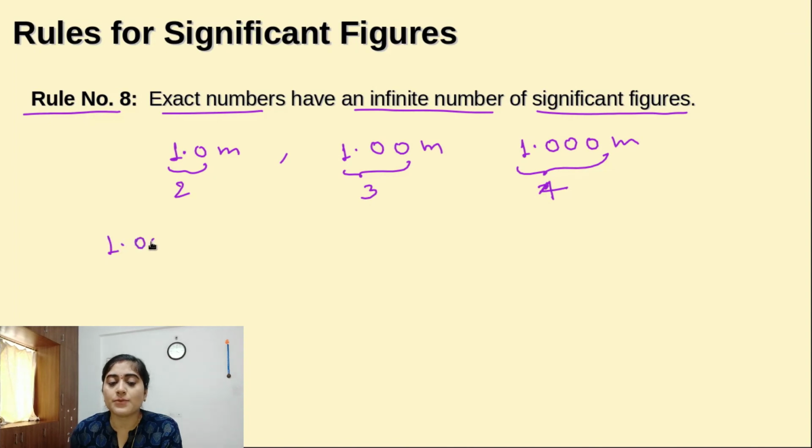Like that, if you keep on increasing the zeros after the decimal, according to the rules, whatever trailing zeros are there after the decimal have significant figures. So accordingly we can say there can be infinite zeros. So exact numbers have an infinite number of significant figures. This rule is saying that if you have some 1.0 meter, you can write it like this also. So any exact number has an infinite number of significant figures.